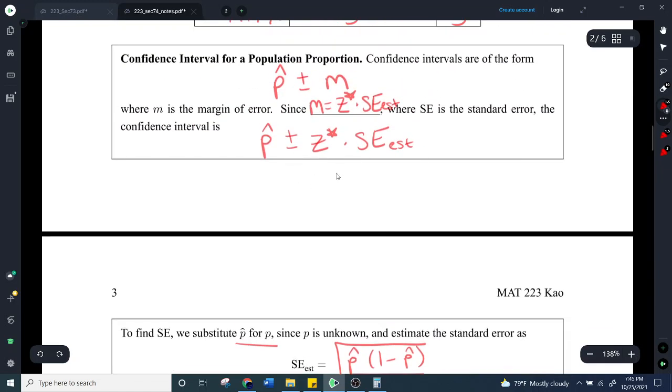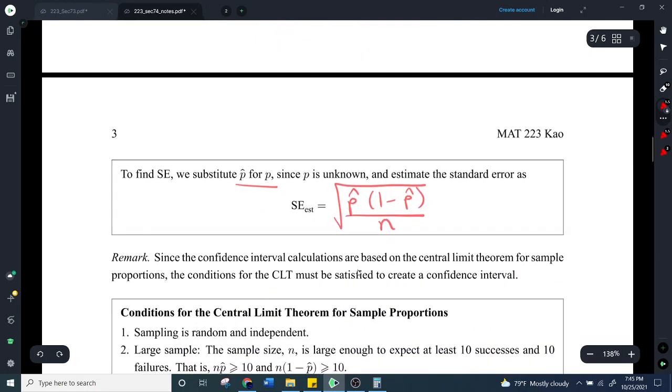This formula looks more complicated than it is. We're going to do a couple of examples and you'll have this. It's not as bad as it looks.